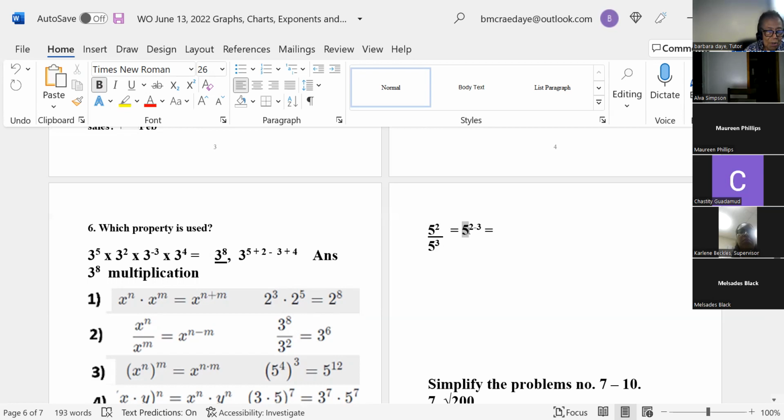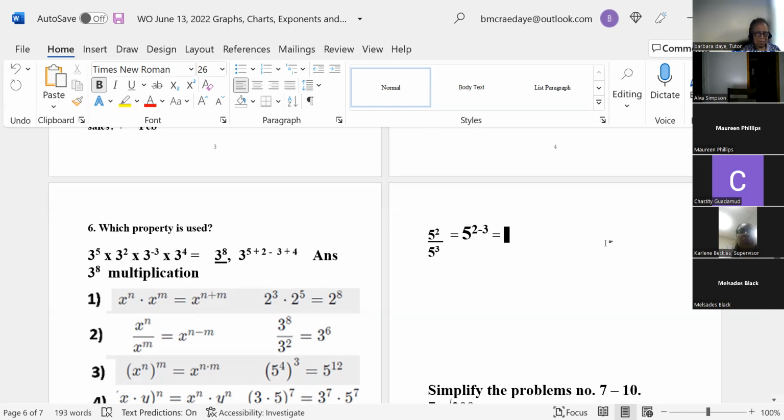Make that bigger. 5 to the second minus 3. What is that equal to? What do you get, Mercedes? I get 5 to the 1 power.